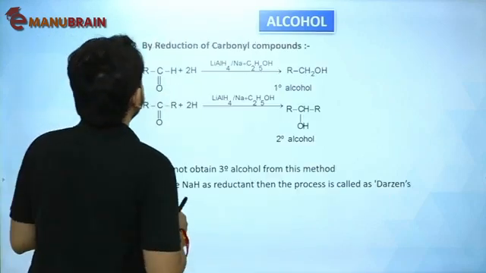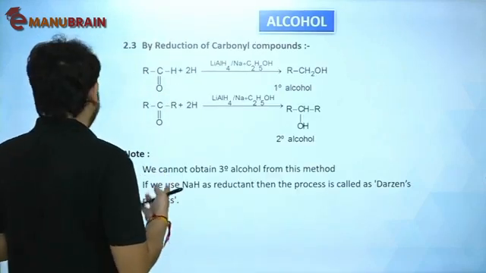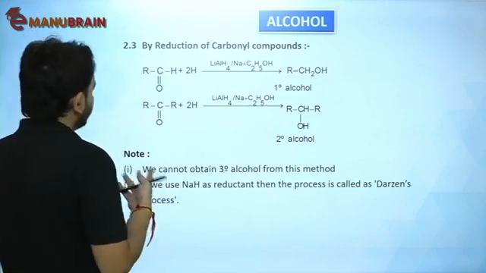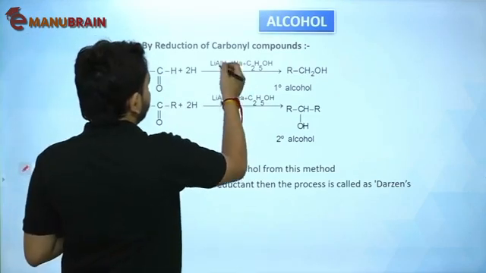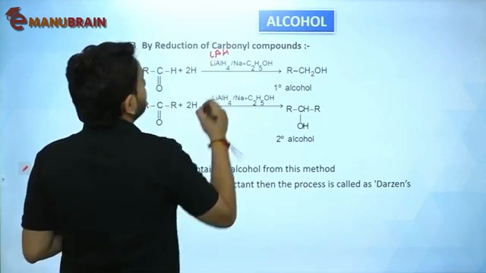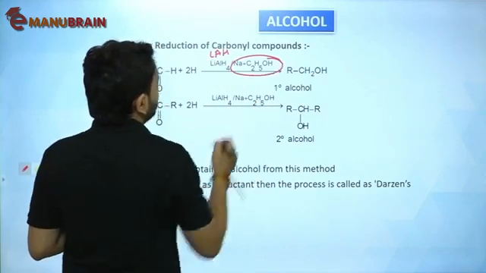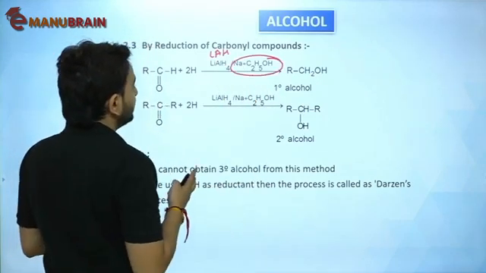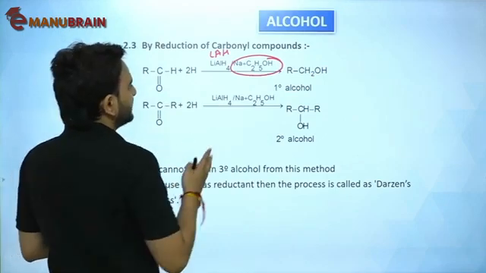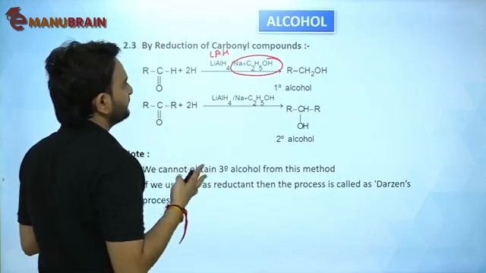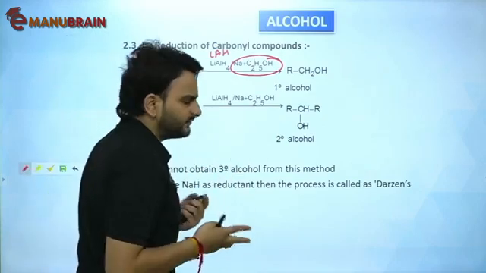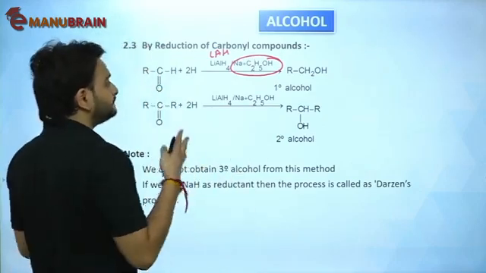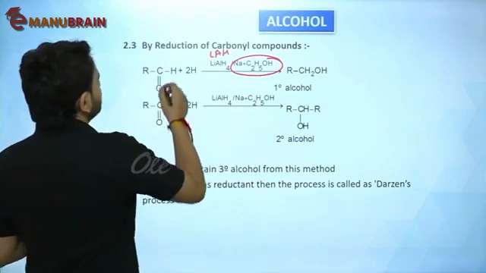Let's move on. Next up, reduction of carbonyl compounds. Carbonyl compounds can be reduced. For example, we can take LiAlH4, which is basically LAH, in the presence of Na and C2H5OH. Na plus C2H5OH basically gives you C2H5O minus Na plus. So it basically converts this base into a stronger base, a stronger nucleophile. So what will happen, guys?